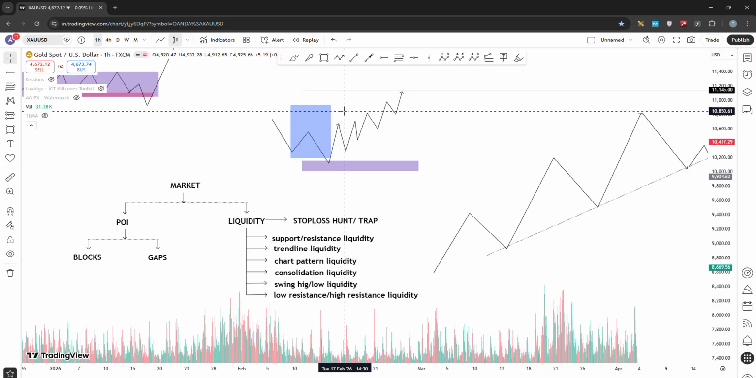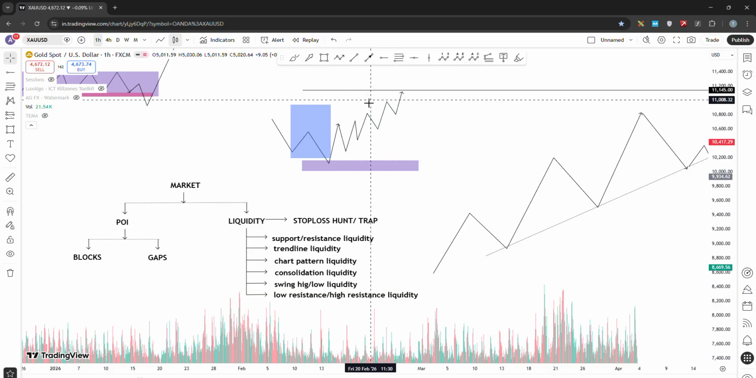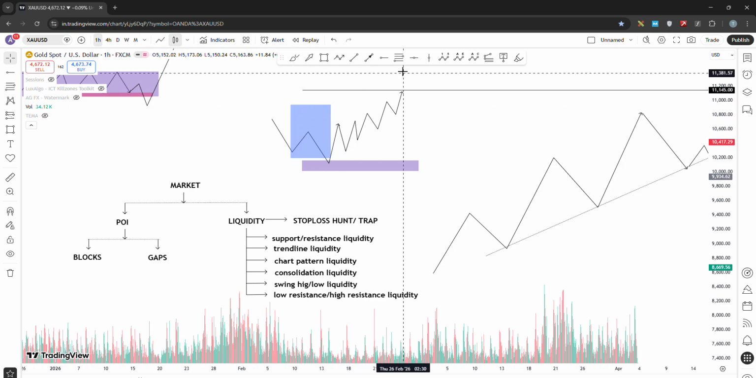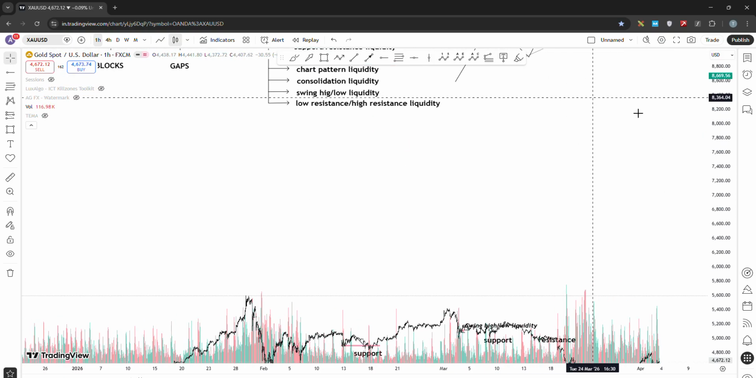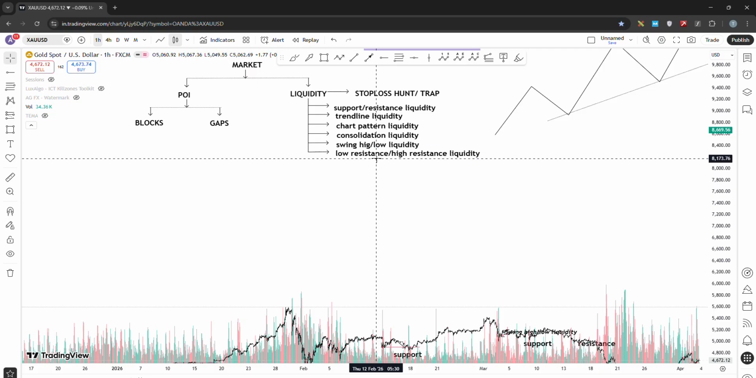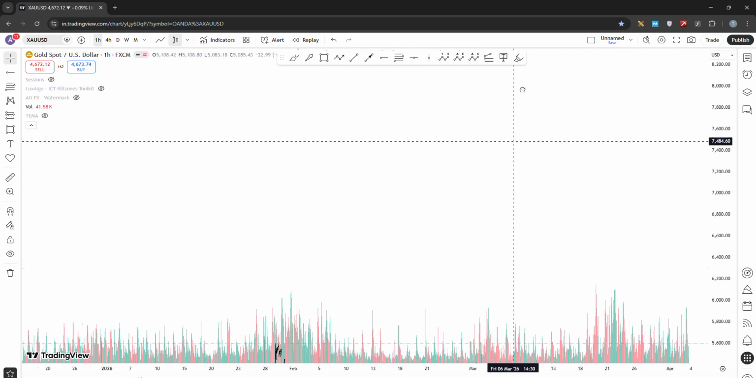If it will struggle, then obviously the price action will look something like this. It will spend more time. But if there is a low resistance liquidity, then market won't spend so much time and market will move there quickly. Now let's understand what this means, low resistance and high resistance liquidity. So first let's understand what's a high resistance liquidity.